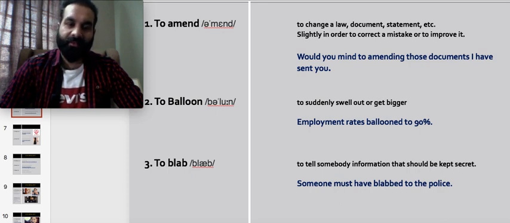And then the next word is to blab. To blab is to tell somebody information that should be kept secret. To blab.